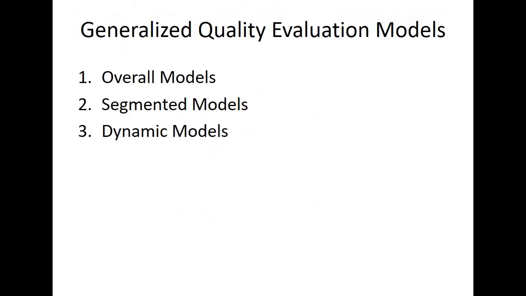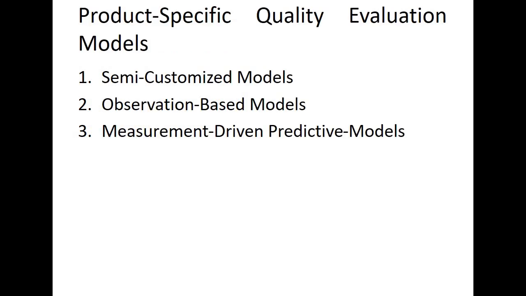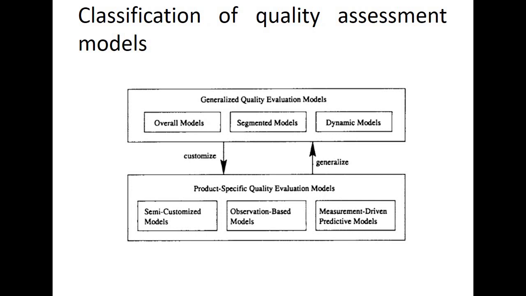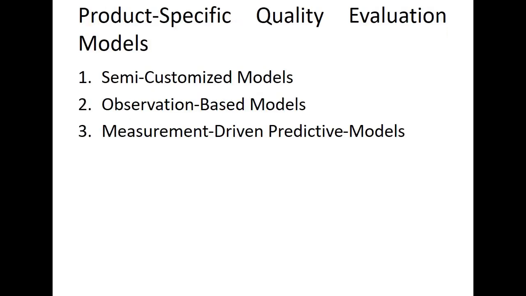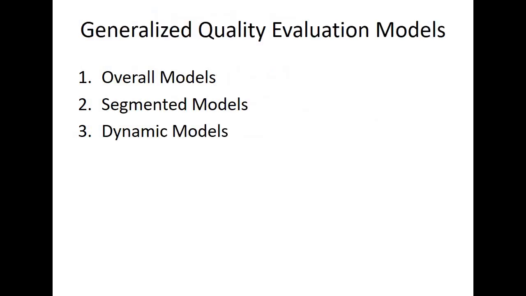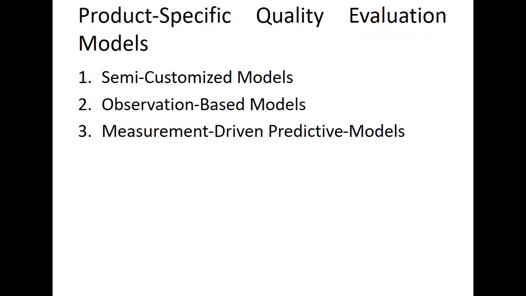So to start with, we have your generalized quality evaluation model, where we have overall, segmented and dynamic. Let's see what these three things are. Overall, as the term suggests, is much more generalized. Then we have the product specific models: semi customized, observation based, and measurement driven predictive models. In this video, we'll try to finish at least these three particular models.